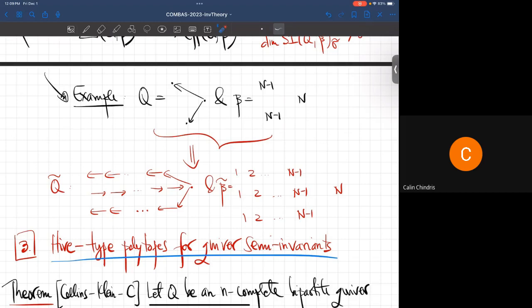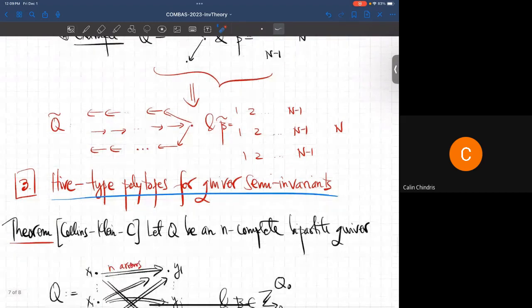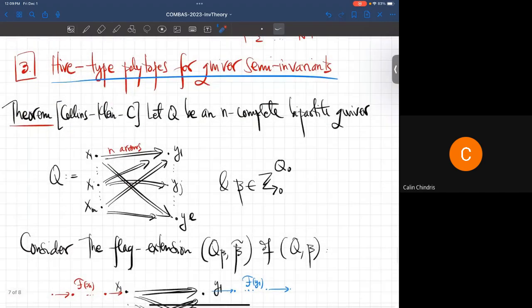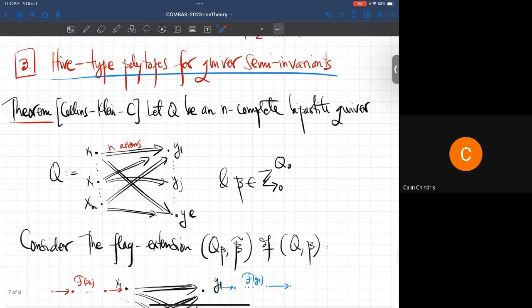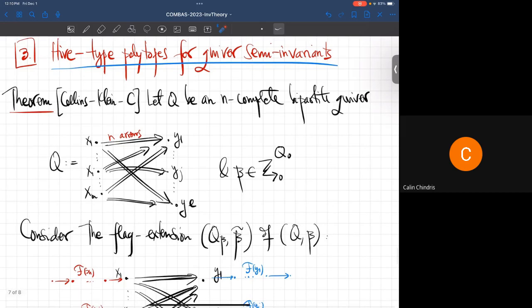All right, so now let me write down one of our main results. So this is about hive-type polytopes for quiver semi-invariants. Our goal was to find an explicit polytopal description, not just some abstract polytopal description. And so we were able to do it for quivers that we refer to as incomplete bipartite quivers. So you have a bunch of source vertices and a bunch of sink vertices, and between any source and any sink, you have exactly n arrows.